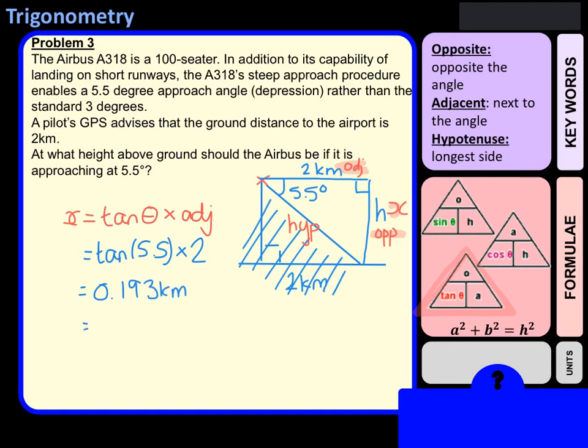So due to the size of that, it was less than 1 kilometre, it would be sensible to convert that into metres by timesing by 1000.